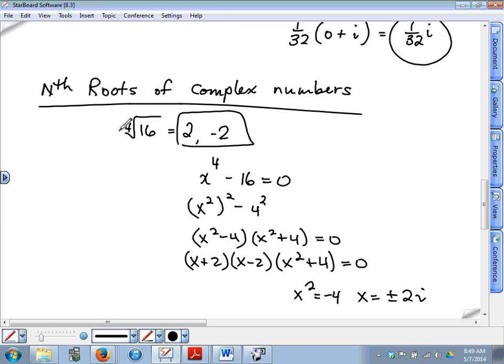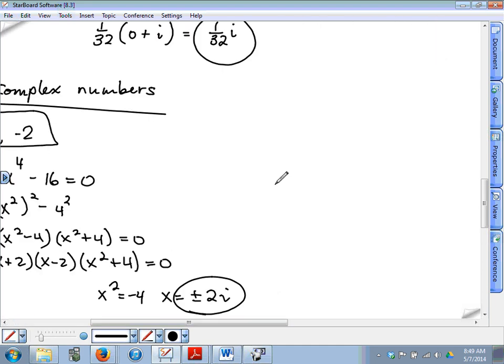Now this is using algebra. This is not the nth roots of complex numbers formula I'm going to show you. This is using algebra, which takes a little bit of time and a lot of ingenuity. Okay, but my intent was to prove to you that the 16 really does have 4 4th roots. They're plus or minus 2i and plus or minus 2. Now, if we think about 16 as a complex number, 16 plus 0i, isn't that the same as 16?